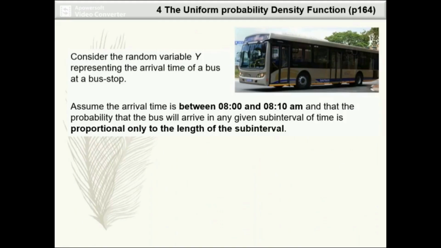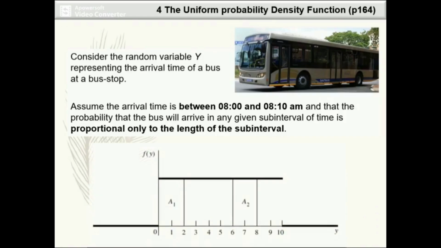So consider the random variable y representing the arrival time of a bus at a bus stop. Assume the arrival time is between 8 and 10 past 8 a.m. and that the probability that the bus will arrive in any given subinterval of time is proportional only to the length of the subinterval. So you could plot the graph like this.